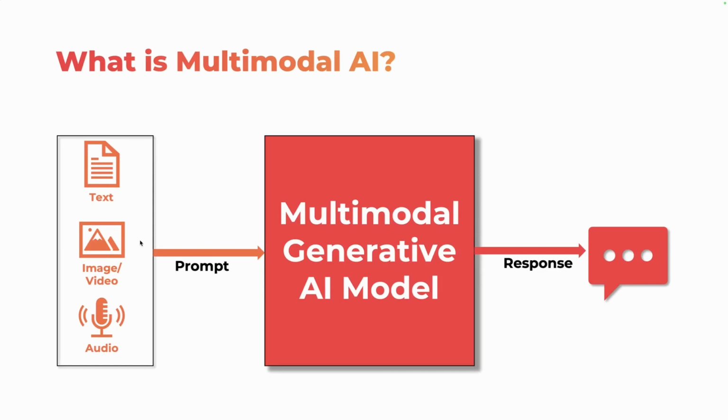So what is multimodal AI? Well, multimodal AI takes multiple different modalities as input. What I mean by modality is, till now, we have seen how to use text as the prompt to generate text. But what if we are able to provide a prompt in the form of not just text, but also an image or video or even audio? Of course, you can even combine that with an image.